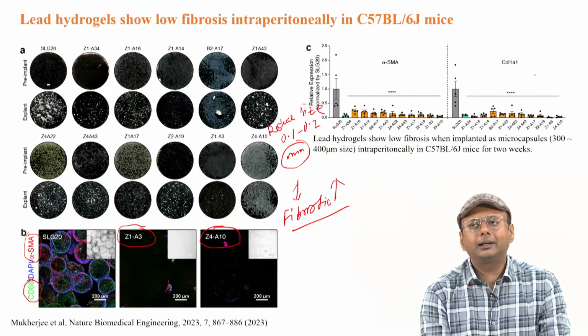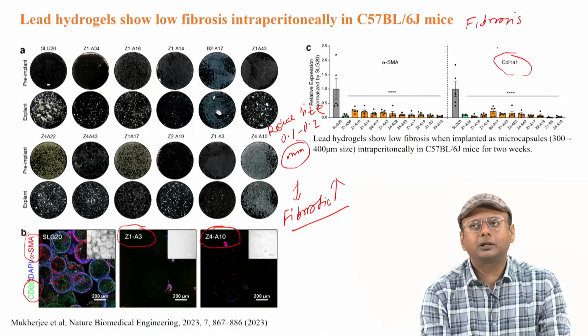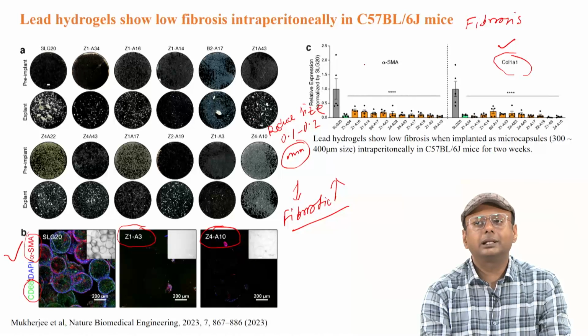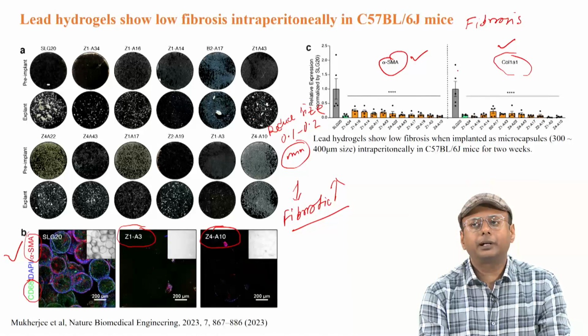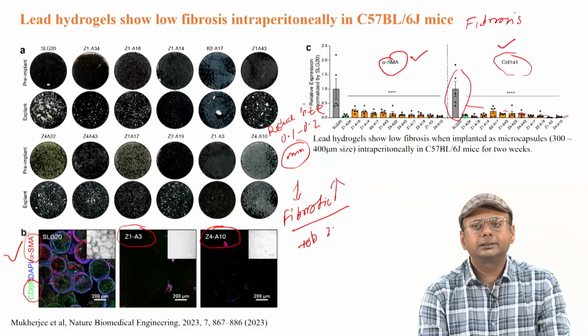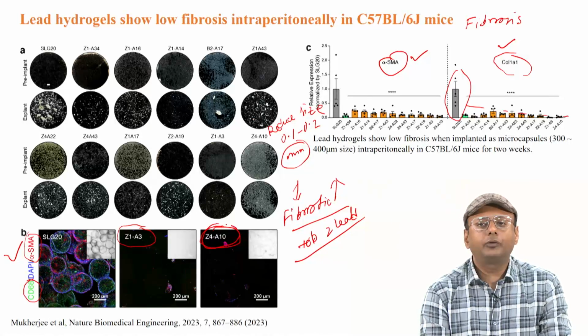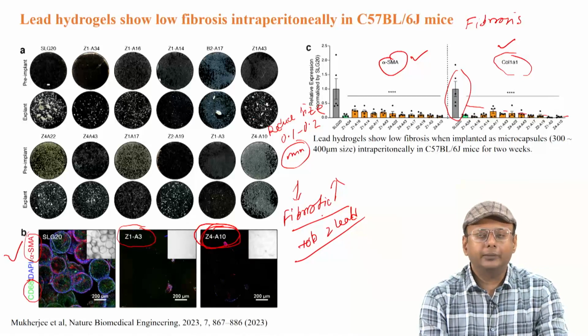We also estimated the collagen, because I said fibrosis is basically a combination of collagen and myofibroblasts, right? So we also estimated collagen, and as you can see compared to the control, all the leads have a very low amount of collagen. So basically we identified these top two leads, right? And mostly we selected this G4A10 as the lead to do the cell-based implantation in type 1 diabetes.